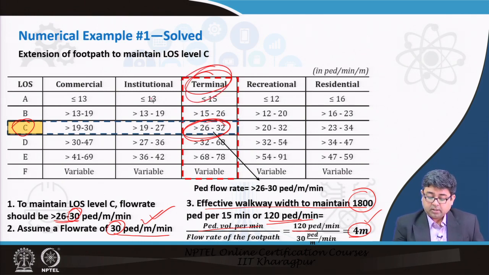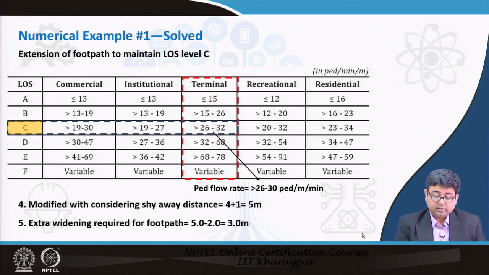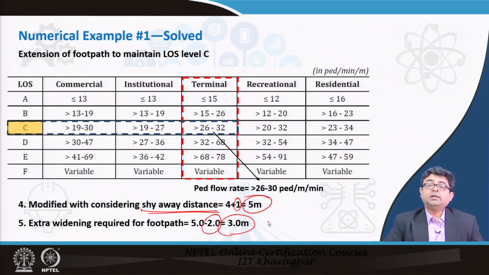Now, if your effective width is 4 meter, considering a shy distance of 1, you should have at least a 5 meter wide footpath. So, how much do you have to widen it by? You already have a 2 meter footpath, so you have to widen it by 3 meter.